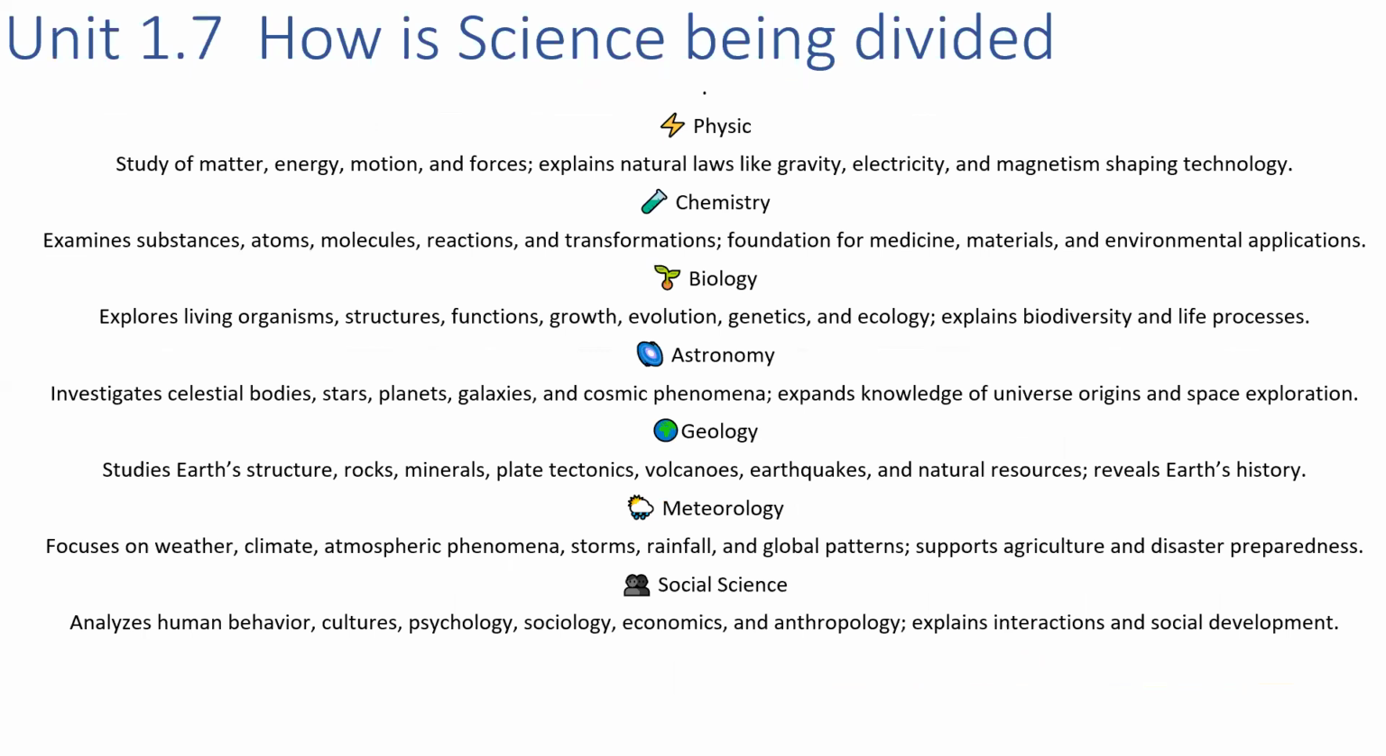Unit 1.7. How is science being divided? First, there is physics, the study of matter, energy, motion, and forces. It explains natural laws like gravity, electricity, and mechanisms shaping technology. They can maybe help us to predict the future, maybe when the technology is better.